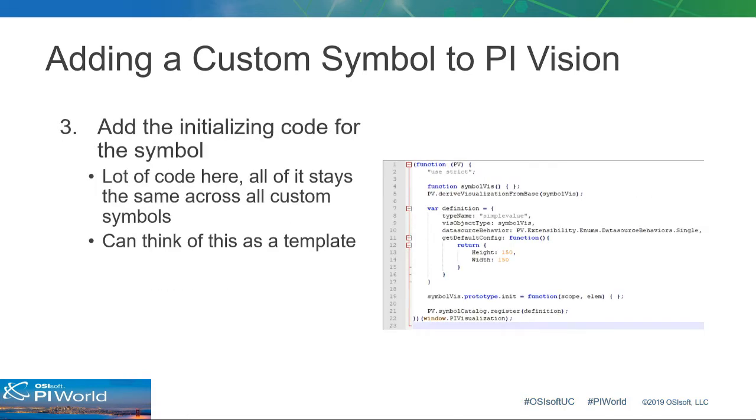The third thing we need is just some initialization code. I know it's probably not the biggest on the screen for you at the moment, but we'll get into it in my VM a little bit more. This initialization code is the same across all PI Vision symbols. It's your boilerplate code that everything's going to need just to get something up and registered as a symbol in PI Vision. And this code is readily available in the documentation for PI Vision Extensibility.